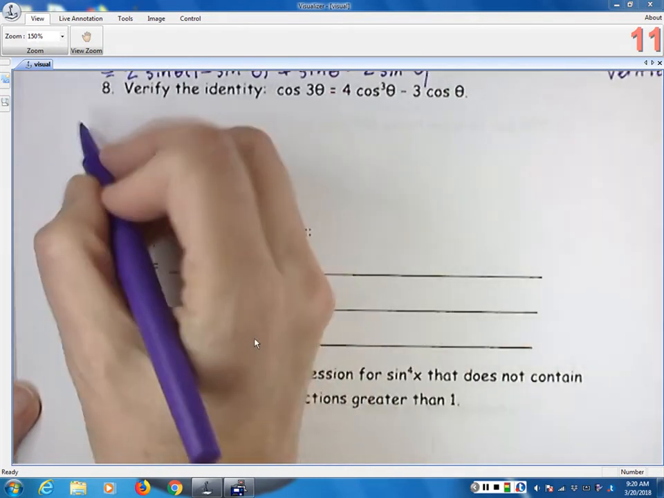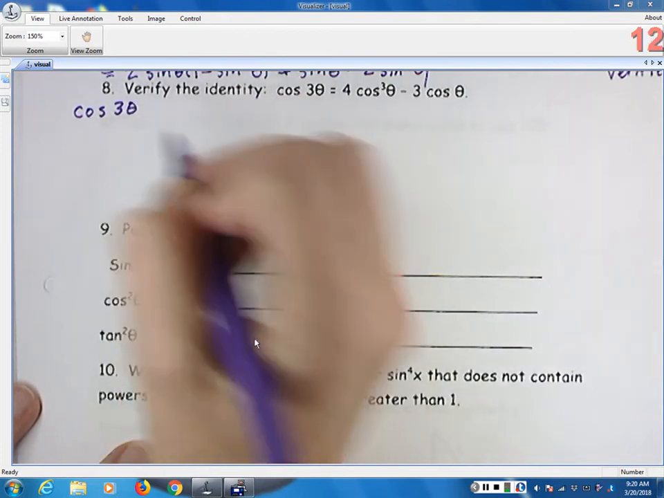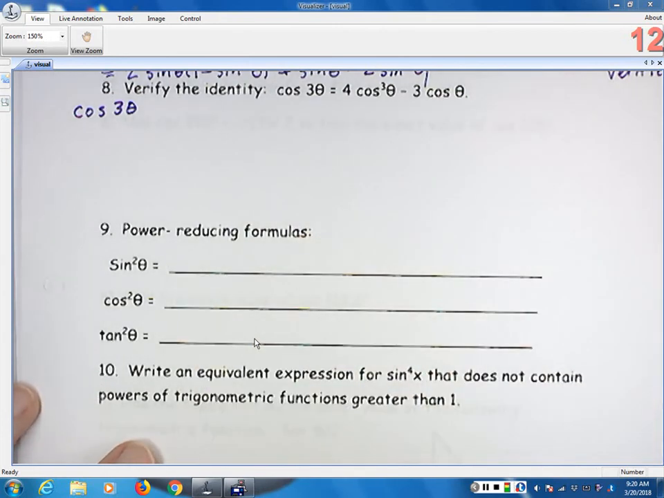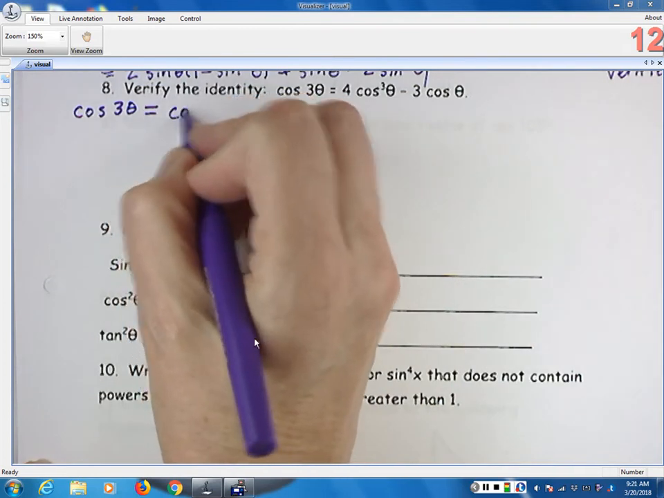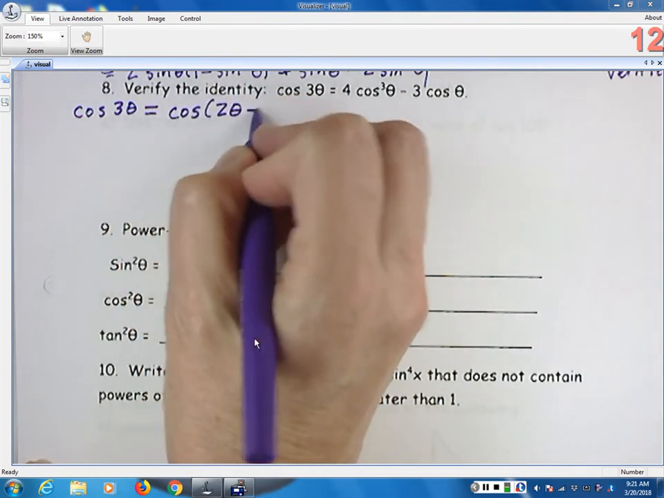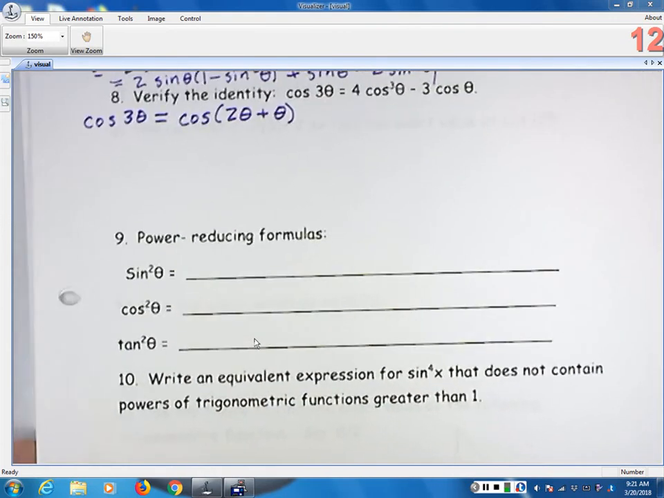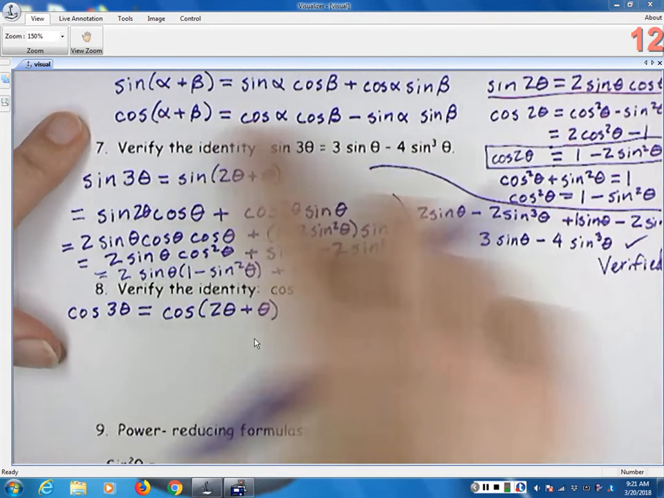All right, cosine of 3 theta. We're starting with the left side. We want to make it look like the right. That's how we verify identities. We don't change both sides at the same time. Okay, so just change the left side here. It can be rewritten as cosine of 2 theta plus theta. And now we're going to use this identity right up here, cosine of a sum, and it's on your formula sheet.